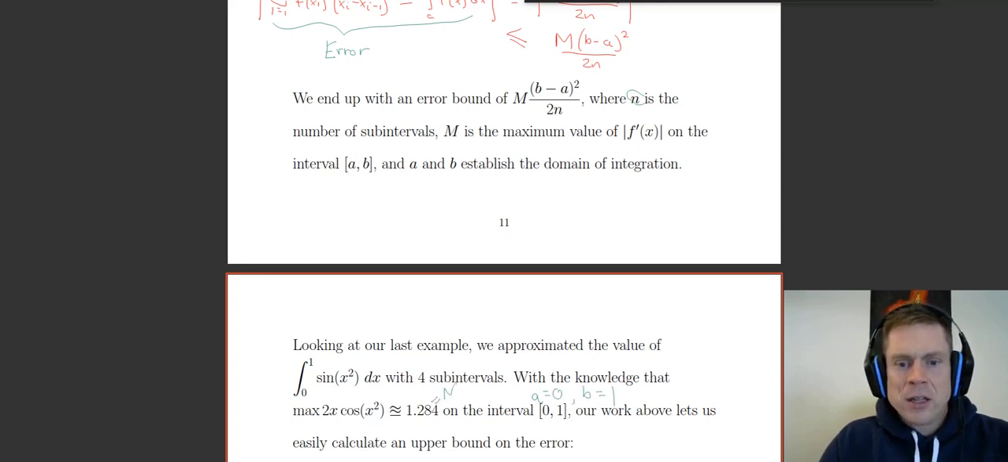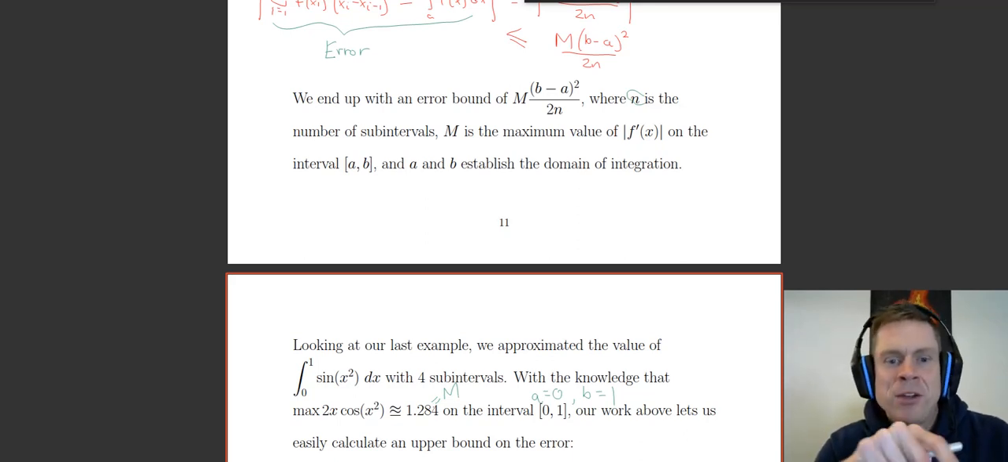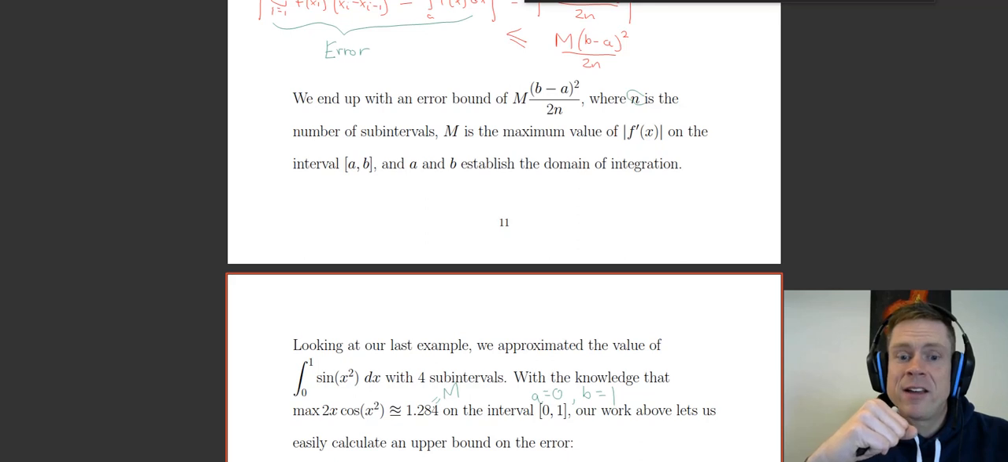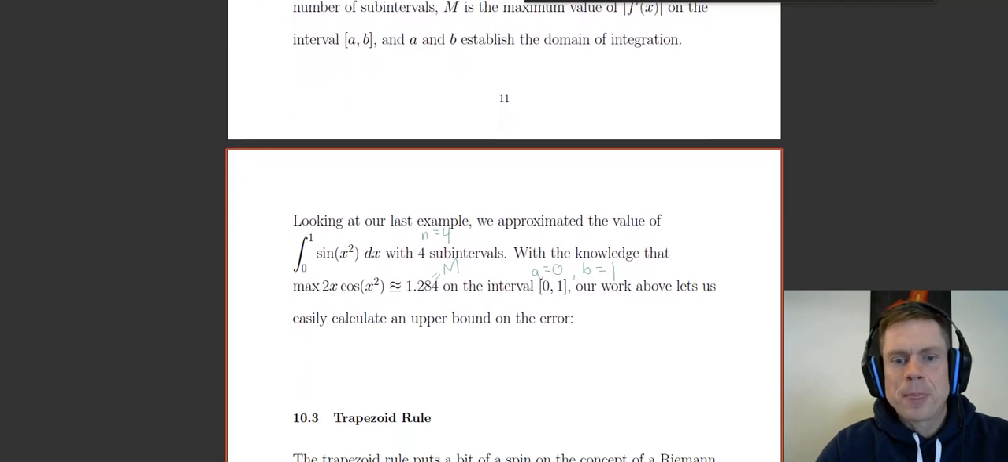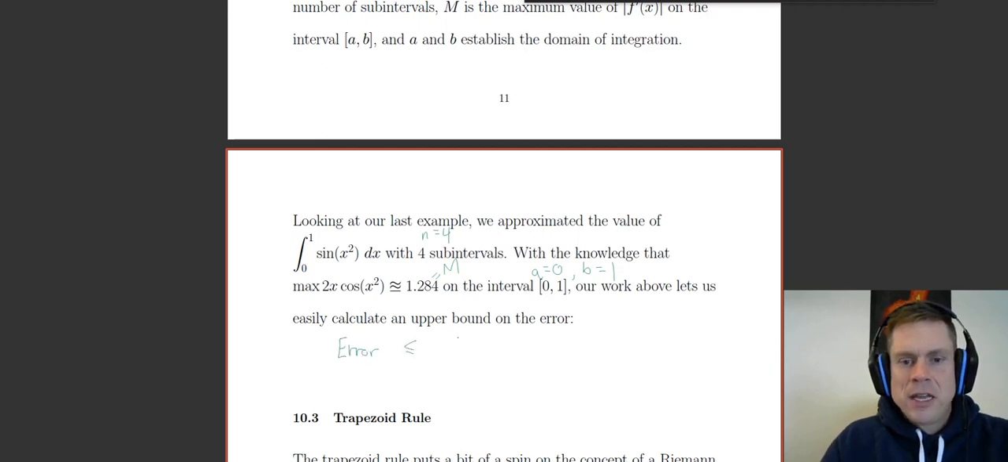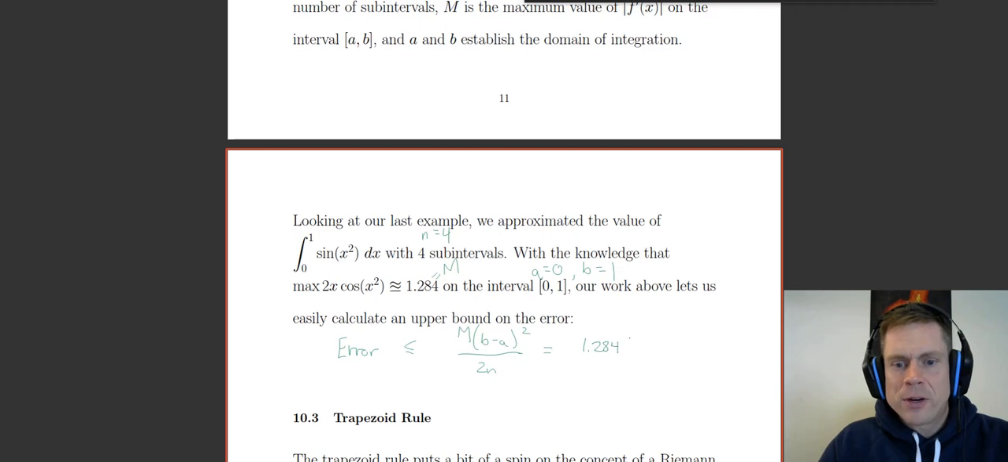I did some work and calculated that the maximum value of the derivative of that function is about 1.284. That's the upper bound on that quantity. That's our m for this example. And so we can easily take that and establish that upper bound on the error, which also uses n equals 4. So let's do just that, and we'll see that the error is less than or equal to m times (b minus a) squared over 2n. In this case, m was 1.284, b minus a was 1, and the number of rectangles was 4.